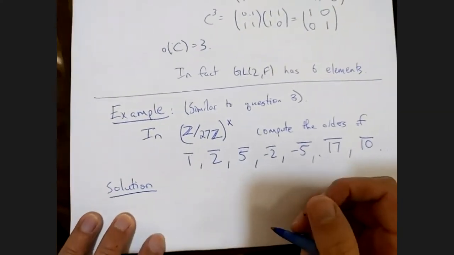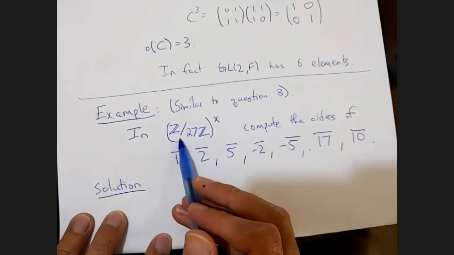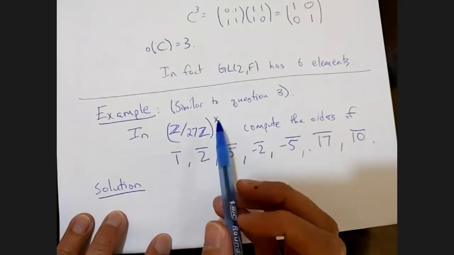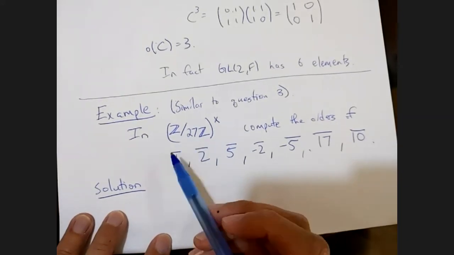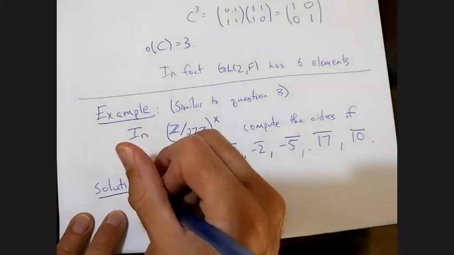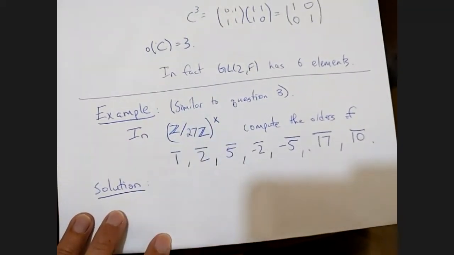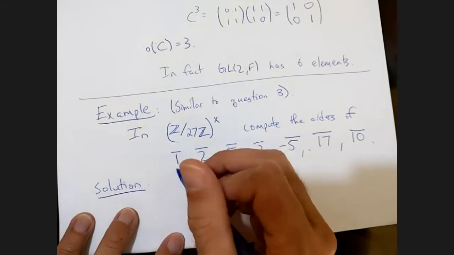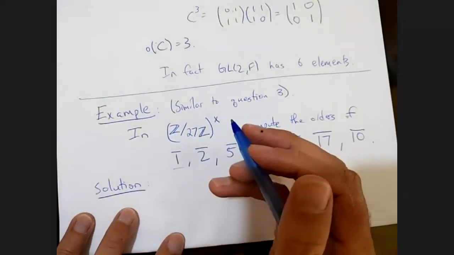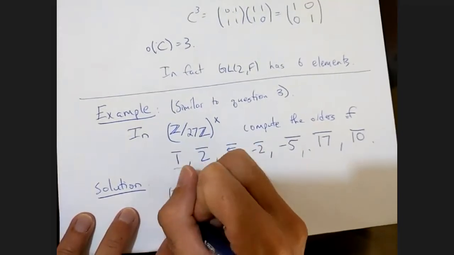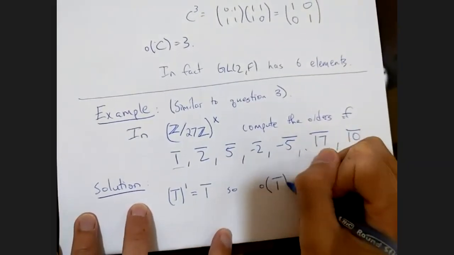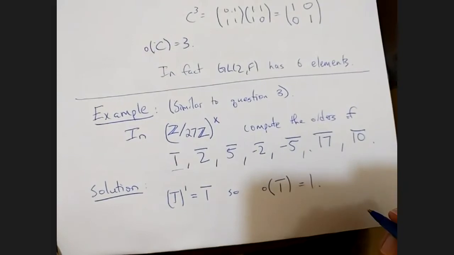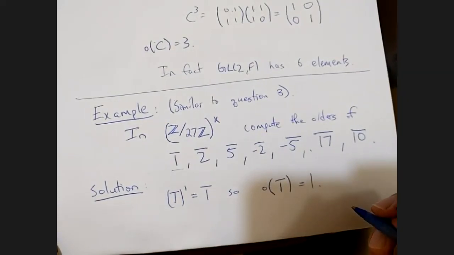Solution. So the elements of this group are all the congruence classes, mod 27, that share no common factors with 27. So basically they can't have any 3s in their factorization. So we can start out with 1, that's the identity of this group. So 1 bar to the power 1 is 1. So we can say that the order is 1. Okay, and that will always happen for the identity, so we can kind of take care of that.